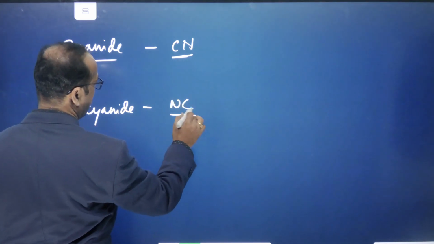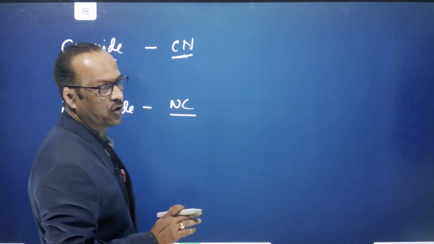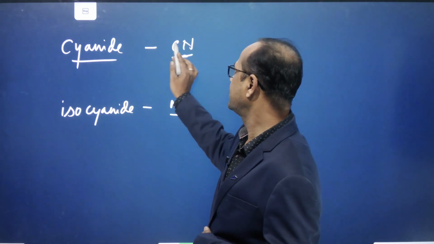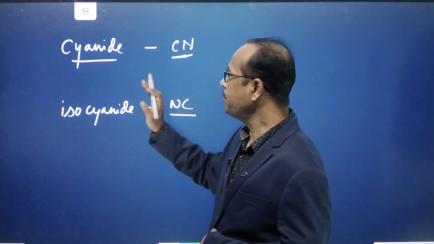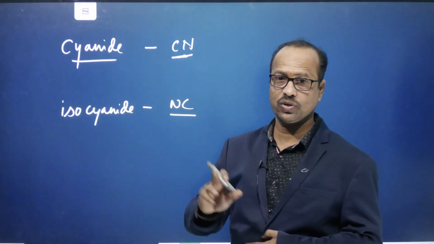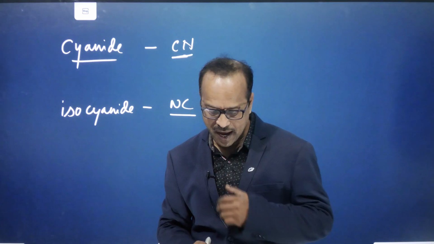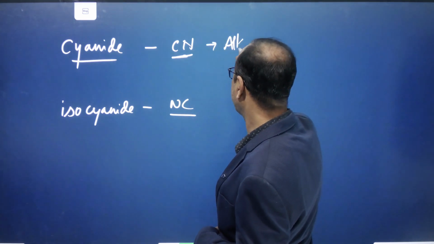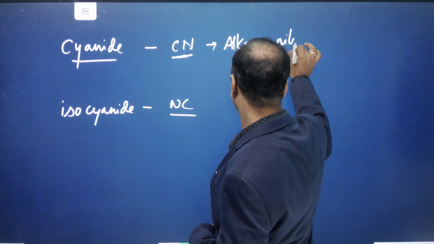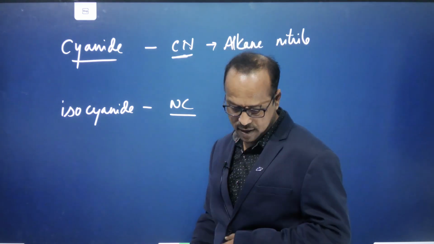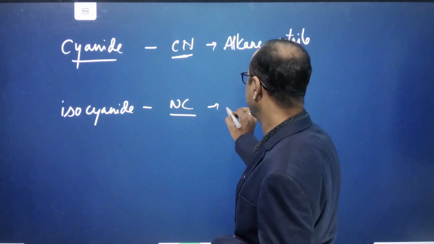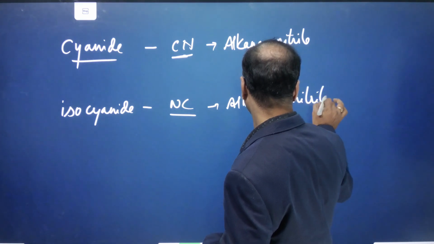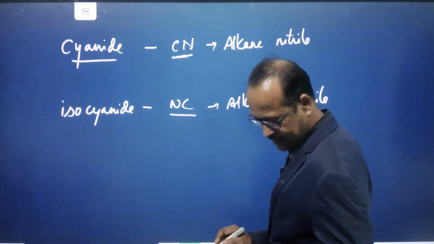If carbon and nitrogen are attached in the reversed order to an alkyl group, they are named differently. If the cyanide CN is attached to the alkyl group, that's called cyanide. If NC is attached to the alkyl group, then this is called isocyanide. The IUPAC name is alkane nitrile, and for isocyanide, alkane isonitrile.